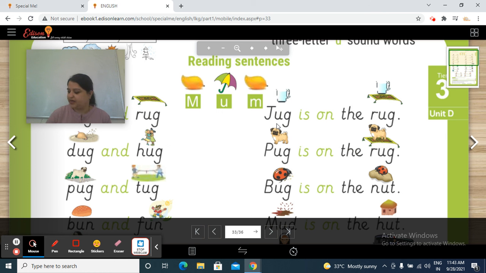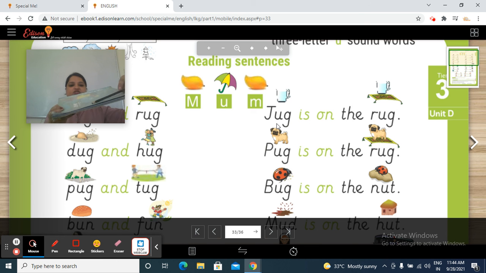Okay. But I show you, I give you an example. For example, this is a book, right? And this is a pencil. Okay, now tell me, where is pencil? See, can you see? Yes, where is pencil? Book के ऊपर means on the book. Okay, so pencil is on the book, right?